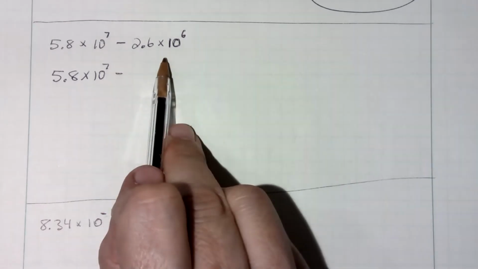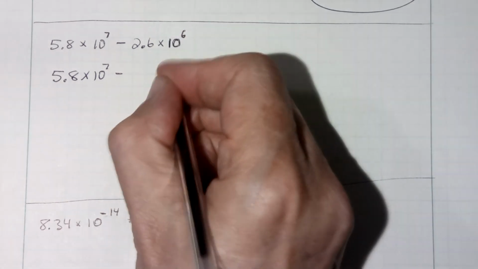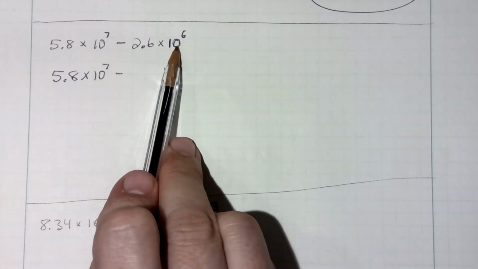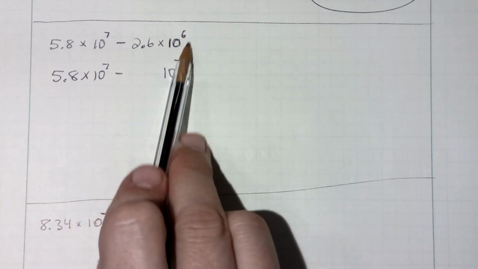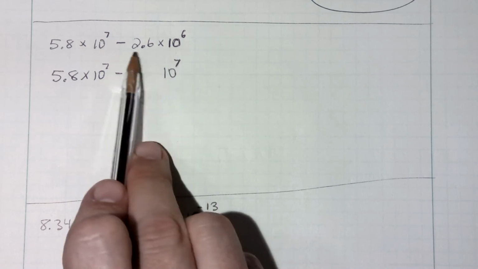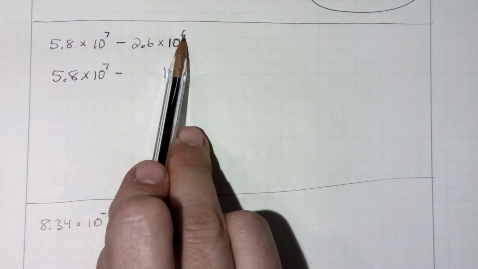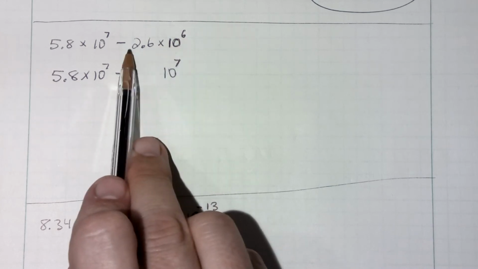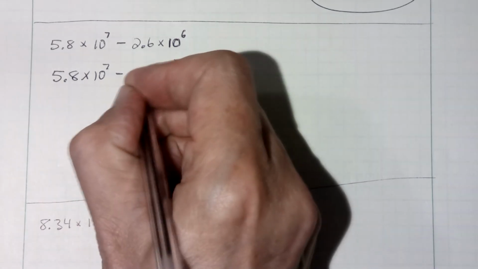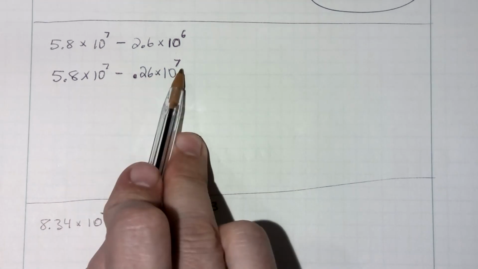Now I'm going to increase this power of 10 by 1. I'm going to make it a 10 to the 7th. But if I increase this by a power of 10, in order to keep it the same number, because I really don't want to multiply by one more 10, otherwise it's a larger number, what I need to do is make this smaller by a factor of 10. So if I increase this exponent, I must decrease or make this smaller by moving the decimal over 1. So I'm going to make it 0.26.